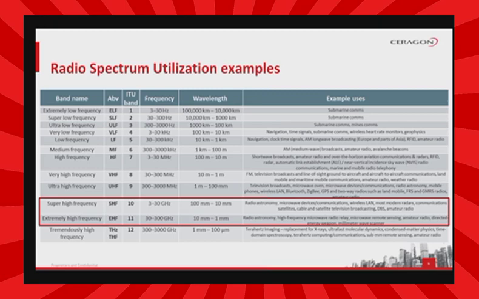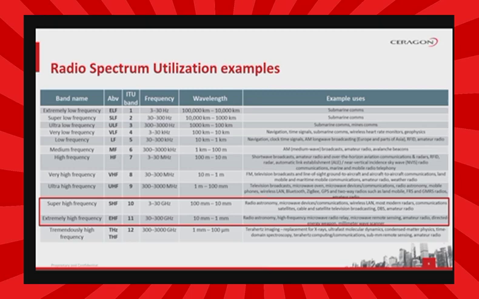Very high frequency, VHF, or ITU band number 8, has a span from 30 to 300 MHz, a wavelength from 10 to 1 meter and is used for FM, television broadcasts and line-of-sight ground-to-aircraft and aircraft-to-aircraft communications, land mobile and maritime mobile communications, amateur radio, weather radio.